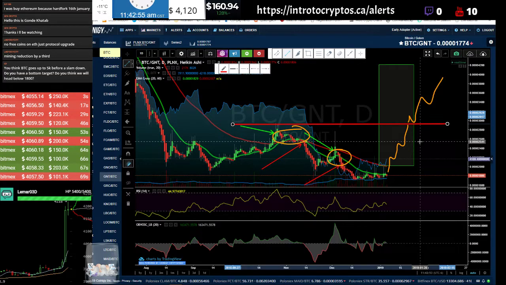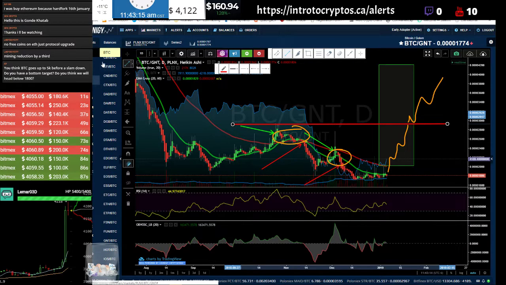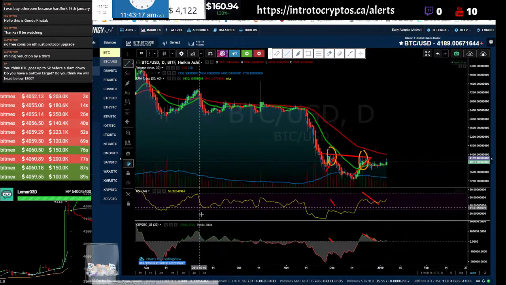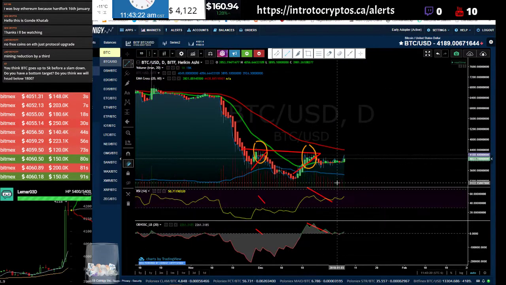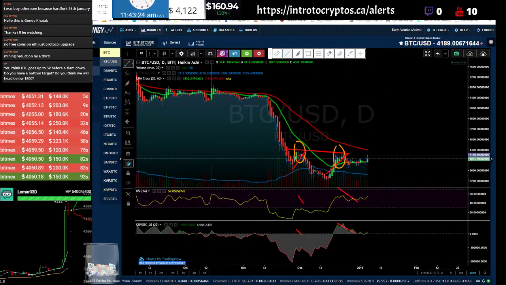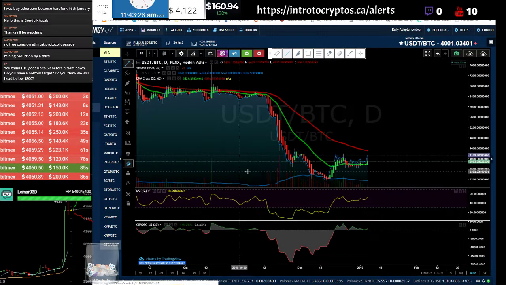And Ed asks, do you think if Bitcoin goes up to 5K before a slam down, do you have a bottom target? Do you think we'll go down to below 1800? I do have kind of a bottom target. And I'm going to go to a different chart so I don't have to clear this one. I will look at that one later.